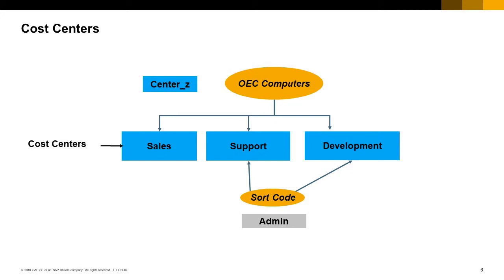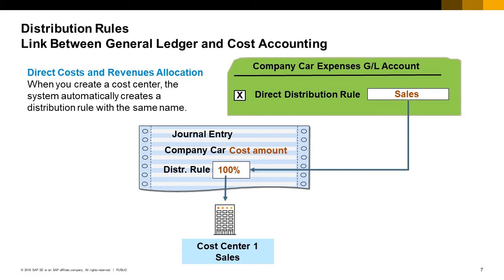The system automatically creates a Center 0 cost center, Center_Z, that collects the costs and revenues that cannot be clearly distributed to other cost centers because not enough information is available. The Center_Z cost center can also record costs that are not to be reported in internal cost accounting. For example, if you want to show only 80% of your rental expenses as costs, you can assign the remaining 20% to Center_Z.